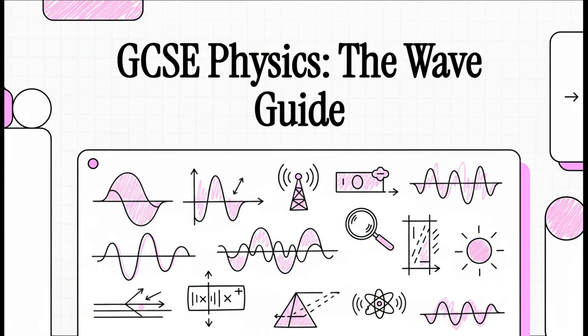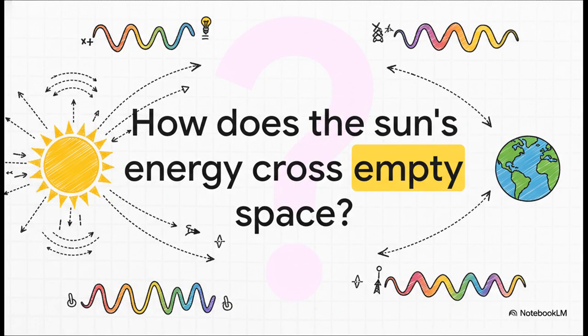All right, let's dive into a massive part of your GCSE physics. We're talking all about waves. Okay, so let's kick things off with a pretty big question. Think about it. How does the sun's energy travel 93 million miles across the total emptiness of space to get to us? I mean, there's literally nothing out there, right? So how on earth does that energy make the trip?